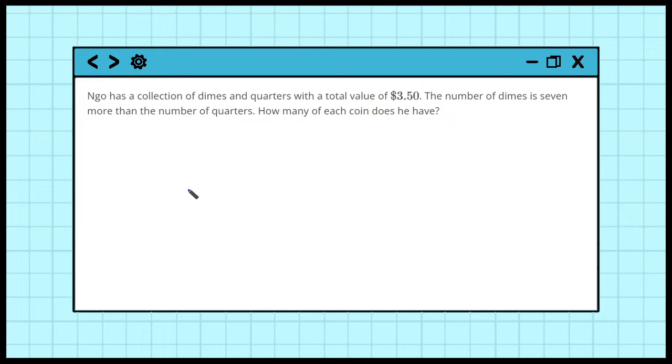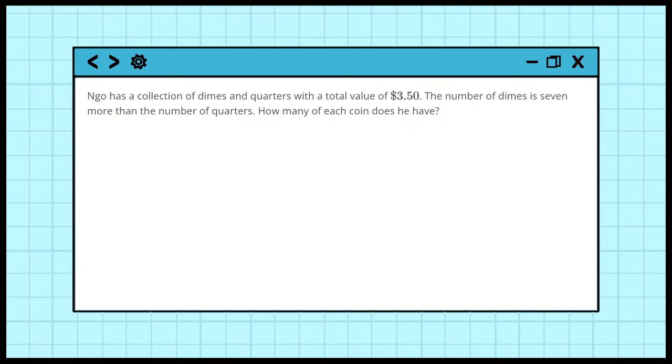In this video, we're going to do an example problem for solving for the number of each type of coin. So this is a type of word problem we have when we're solving equations. So in this example, we have that this person has a collection of dimes and quarters with a total value of $3.50. We know that the number of dimes is 7 more than the number of quarters.